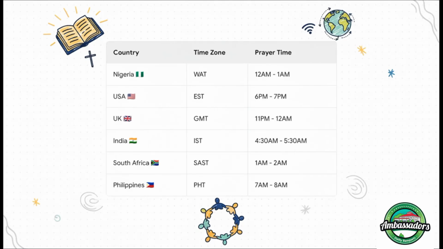And this global coordination is incredibly structured. They've set up a 24-hour prayer chain that literally spans the globe with specific time slots for different countries. You've got Nigeria, the Philippines, the USA, India. It just shows this highly organized, interconnected network that is running around the clock.